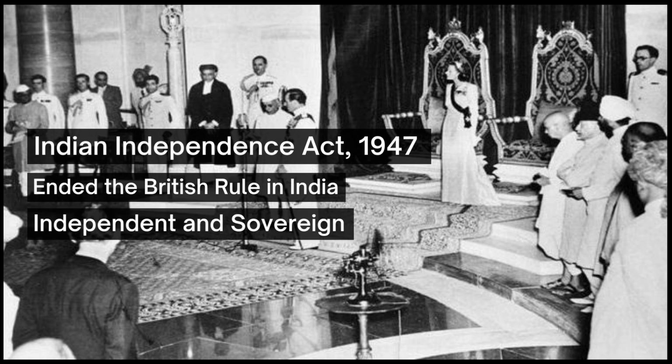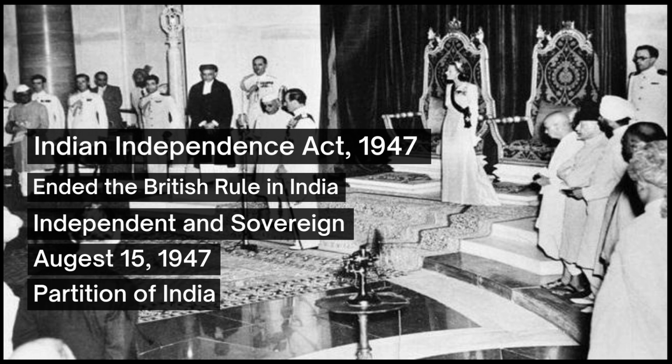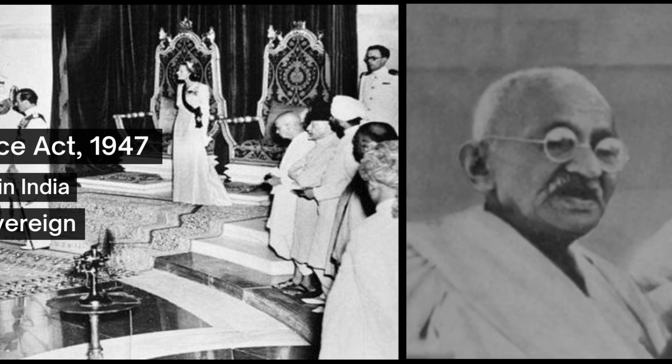The Indian Independence Act of 1947 ended the British rule in India and declared India an independent and sovereign state from August 15, 1947. It provided for the partition of India and the creation of two independent dominions, India and Pakistan. It empowered the constituent assemblies of the two dominions to frame and adopt any constitution for their respective nations and to repeal any act of the British Parliament, including the Independence Act itself.